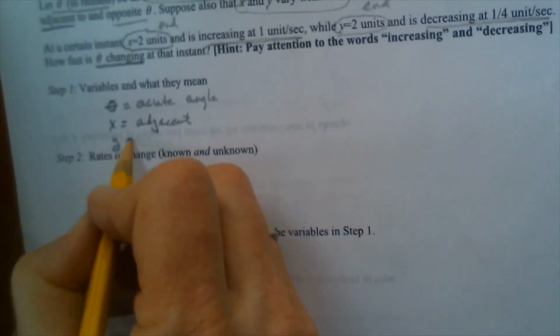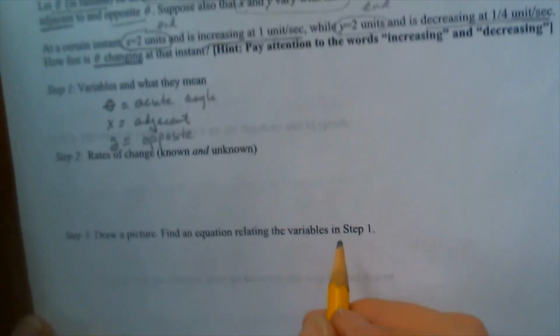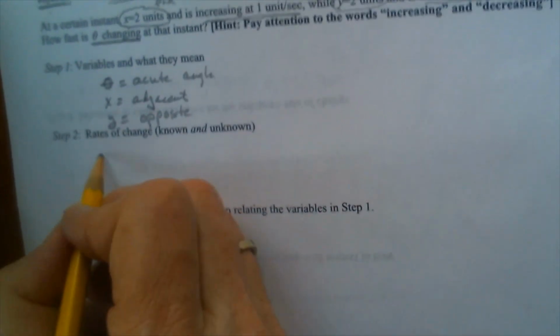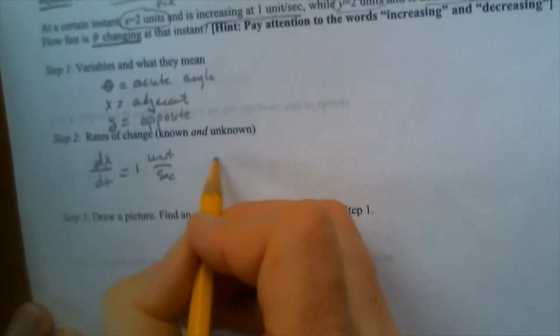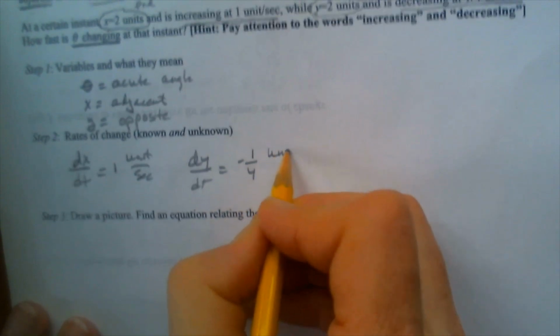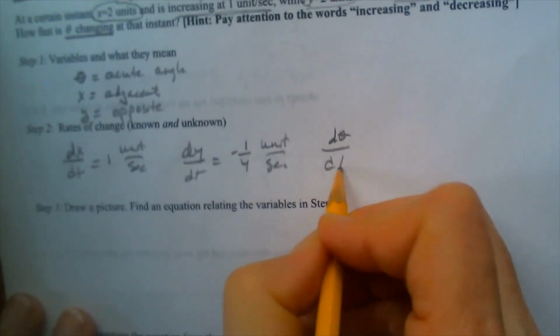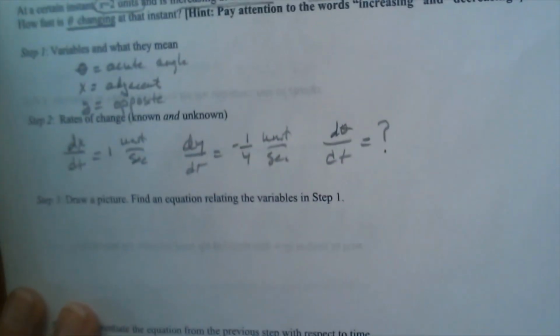We have y, which is the opposite side to the angle theta. The rates of change, we have dx/dt, they tell us, is equal to 1 unit per second. dy/dt, they tell us it's decreasing, so that's negative 1/4 unit per second. And d theta/dt is what they're asking for. How fast is theta changing?